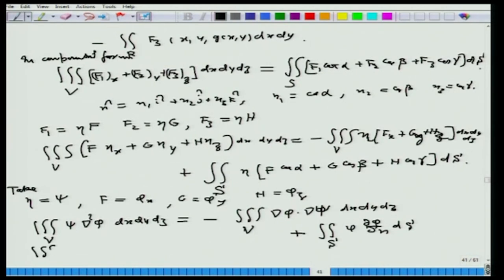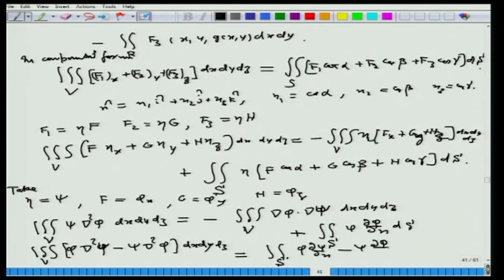So, this over V of phi del square psi minus psi del square phi dx dy dz will be, this term will cancel and we will have only the boundary term, phi del psi by del n minus psi del phi by del n dS. So, this is a more general form of Green's theorem, which is actually a consequence of the divergence theorem.